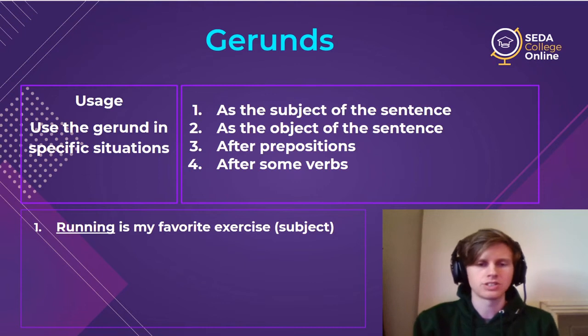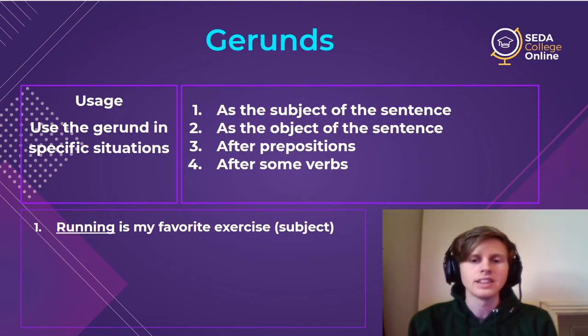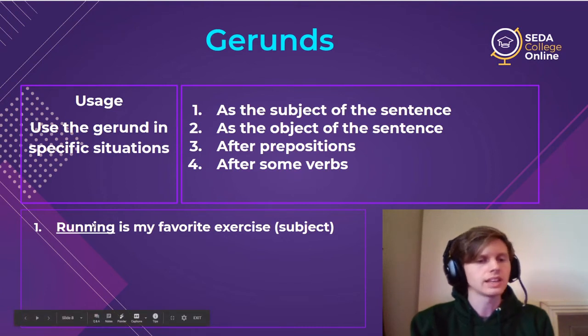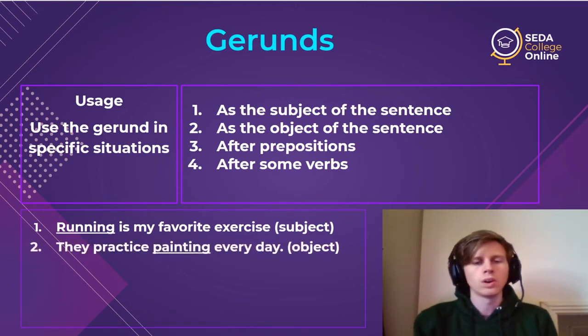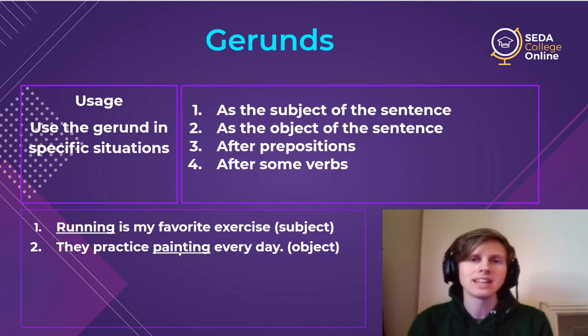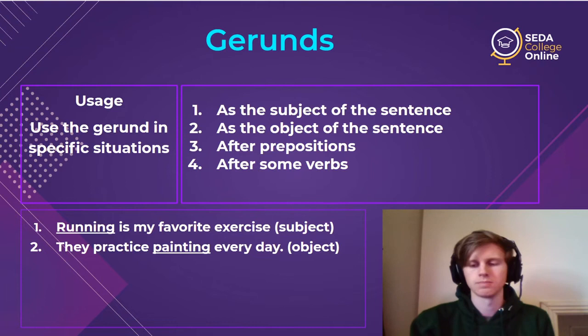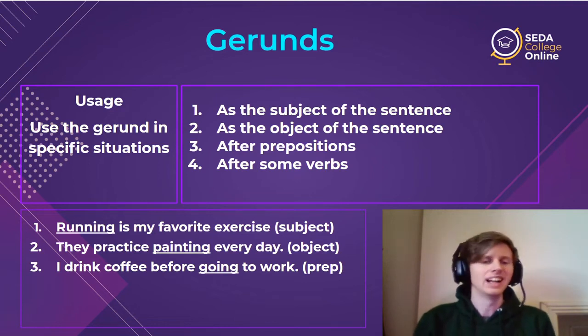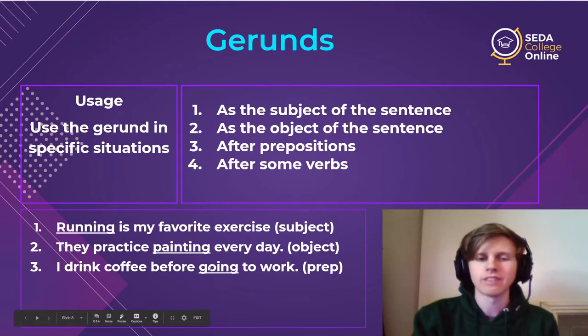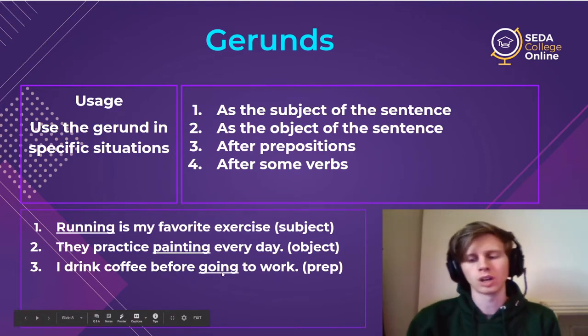So some examples. Running is my favorite exercise. Well, here we're using it as the subject. So running, the activity, is my favorite exercise. So I want to talk about this activity as the subject, so I use a gerund. Or I can use it as the object here. They practice what? Well, they practice painting every day. So now I want to talk about that activity. Painting is the object, so I use a gerund. Or after a preposition. So I drink coffee before going to work every day. And so I have the preposition before. After, we'll use the gerund, before going to work.